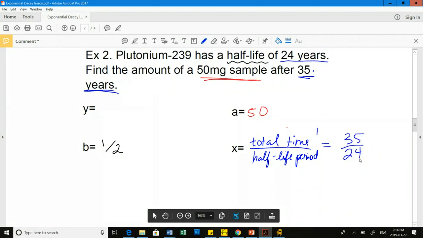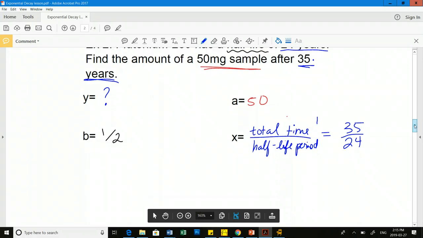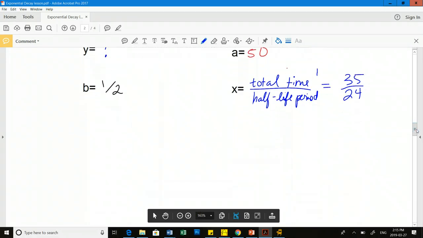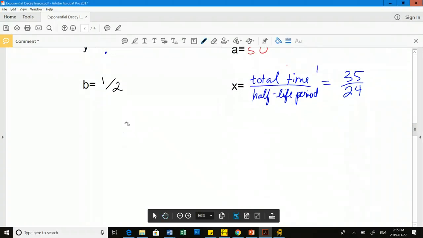And this is probably a case where we have a repeating decimal here, so we'd like to leave this as a fraction when we enter it into our equation. And y is our unknown. That's what we're trying to find, the future amount. Okay, so let's plug into our formula. You get a chance to practice again entering into your calculator, see what you can do here. Remember, we're following BEDMAS. You do the exponent on the half first, and then you can multiply that answer by 50.